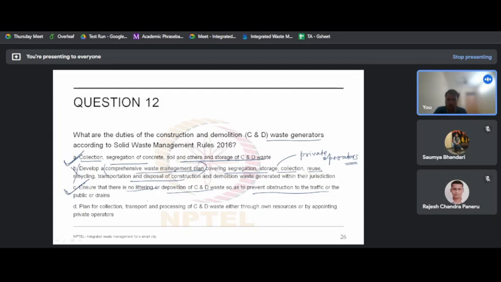So C is correct. And plan for collection, transport, processing either through own resources or by appointing private operators. So this is the duty of the local authority, not the waste generator. So D is not correct. So A and C are correct.